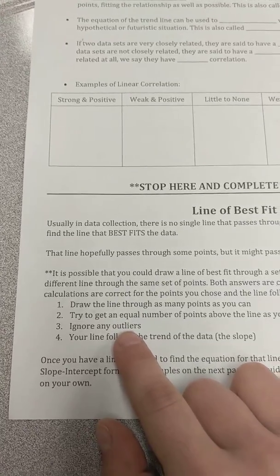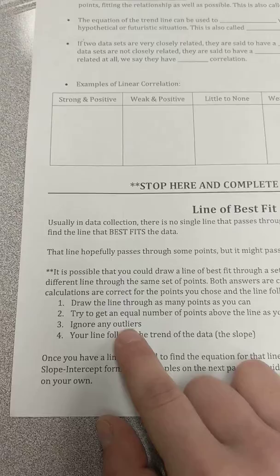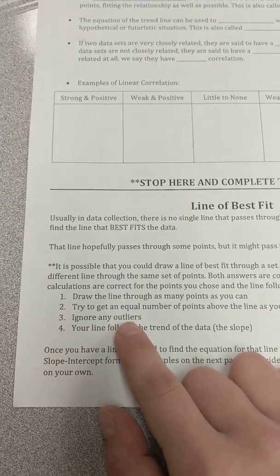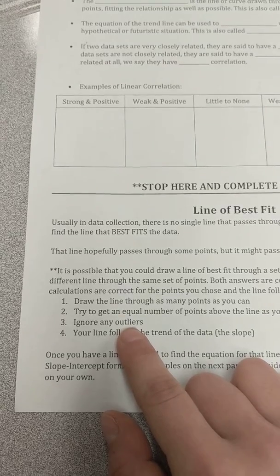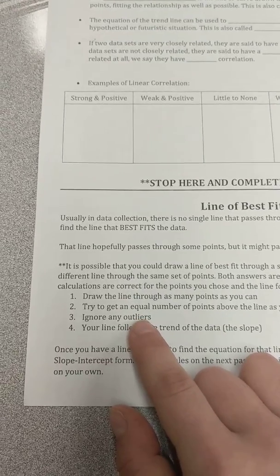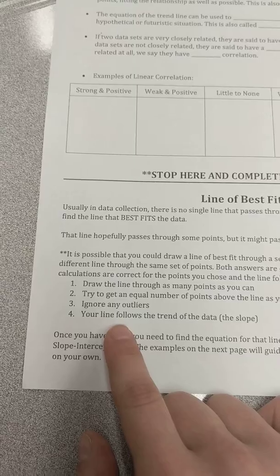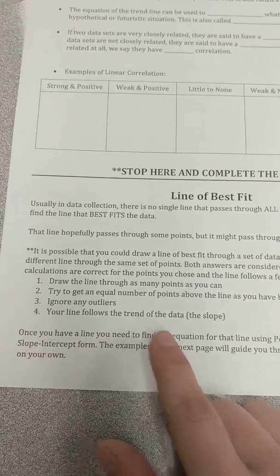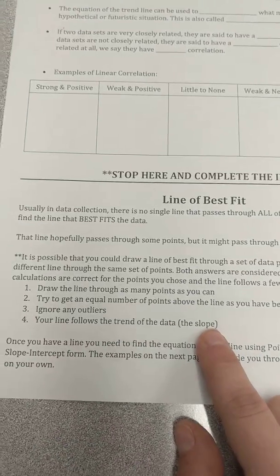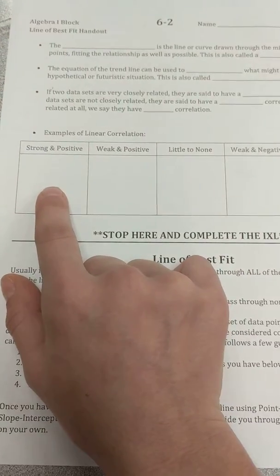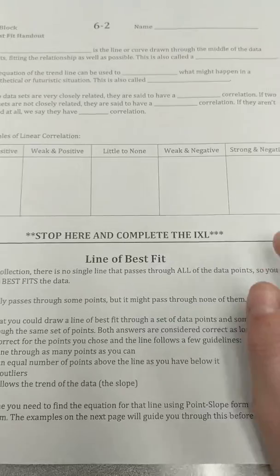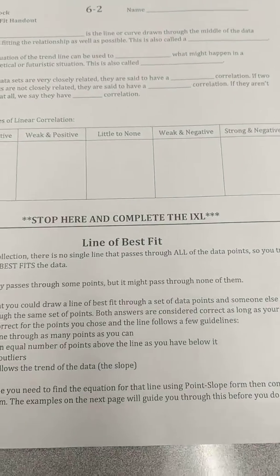Outliers are those numbers that are really far away from the rest of your data. So if most of your data is around like 50, 51, 53, 48, and then you have one that says 100, that's an outlier. And fourth, your line follows the trend of your data, or it follows the slope. So kind of going back up here, if you have a strong positive slope, but you draw a line that's negative, well, that doesn't follow your trend.